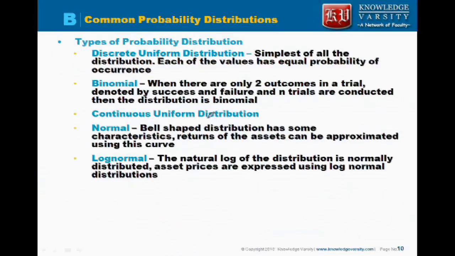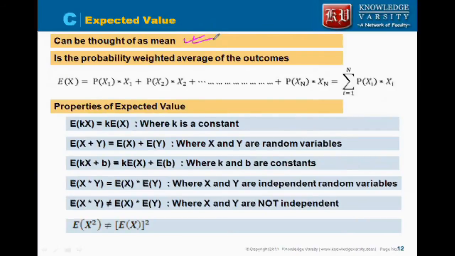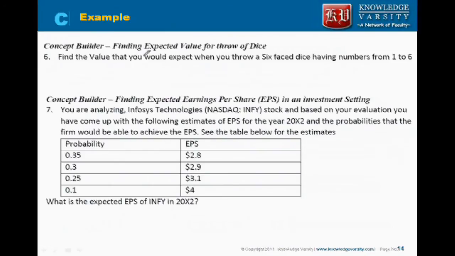Now let's try to understand the next aim, that is the expected value. What is expected value? Expected value is thought of as average. Expected value can be thought of as a probability weighted average. So it's a mean, however, it's a probability weighted mean. If somebody asks you what is the expected value when you throw a 6-faced die having numbers 1 to 6, what you will do is as follows.